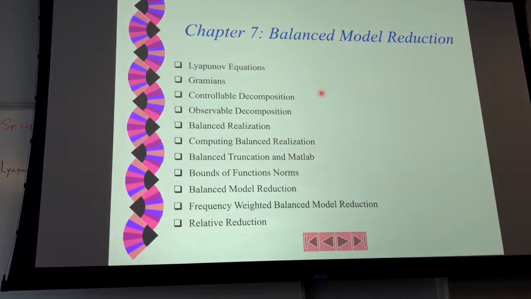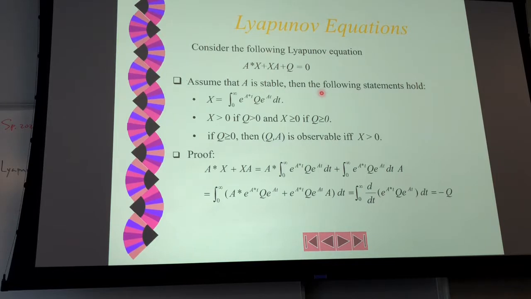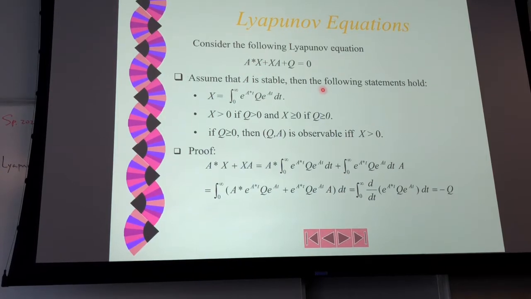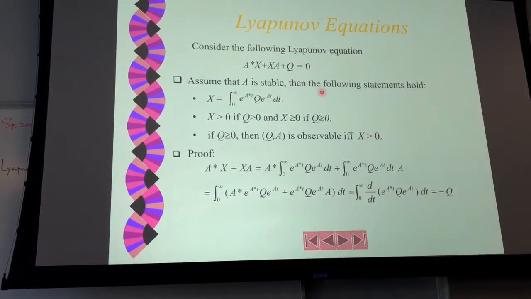Good. So the Lyapunov function: instead of using P, I'm using X. If A is stable, then X can be written as the integration of e to the A transpose t, Q, e to the A t. Remember, here we didn't say what Q is. In this case, A transpose X plus X A equals minus Q, so Q should be positive definite. So then X is positive definite.